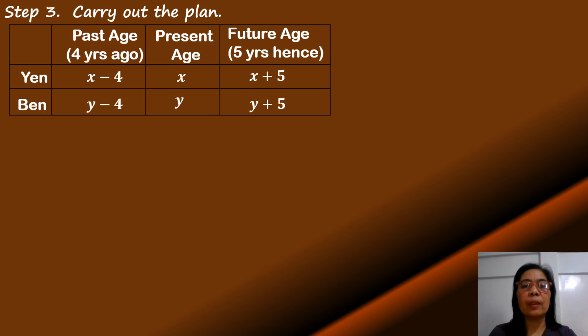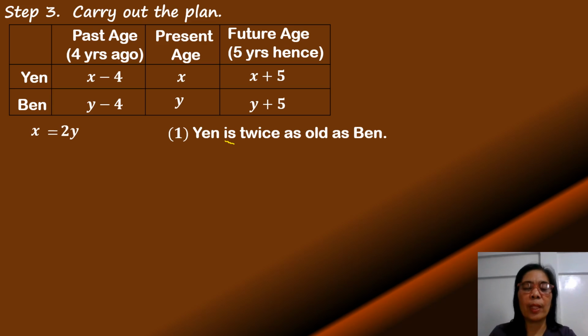We continue our solution, so we just copied the table that we constructed. Now we are ready to construct the equations based on the given conditions. The first condition is Yen is twice as old as Ben. Obviously in this statement, we are referring to the present ages of Yen and Ben. It says Yen, which is represented by x, is twice as old as Ben. So we have x is equal to 2y.